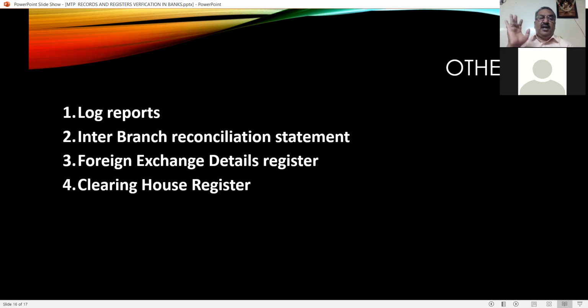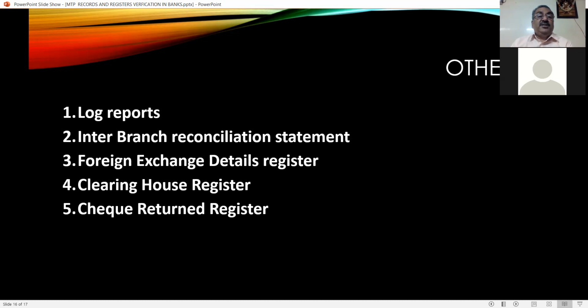Clearing house: whether any fund has been transferred against the shadow balance or not. So you have to verify the clearing house and the cheque return register. This register you must verify, because even now it is maintained manually. If any cheque is returned for want of funds or insufficient funds, then Section 138 of the NI Act, the Negotiable Instruments Act, has to be invoked. So you have to see the cheque return register.